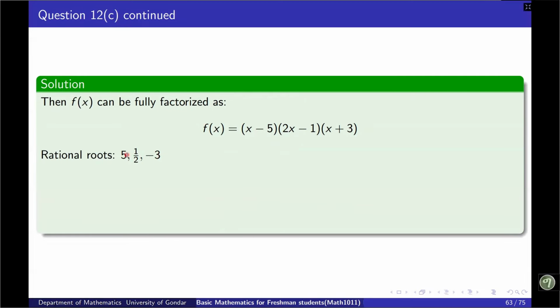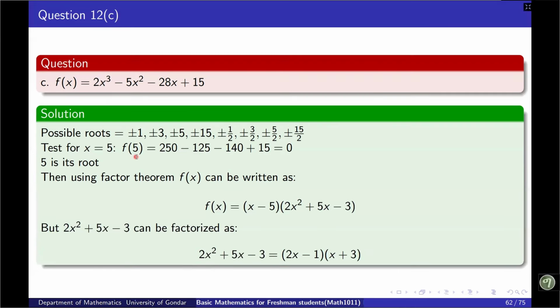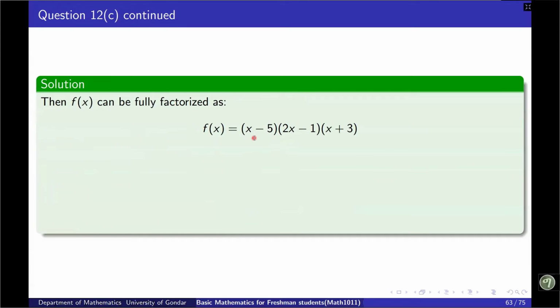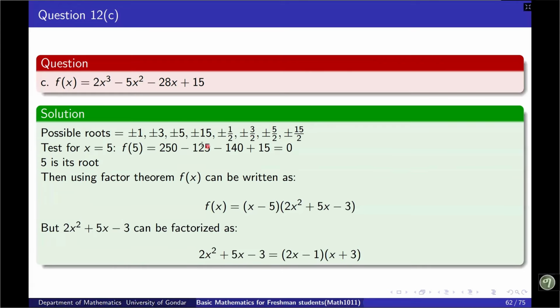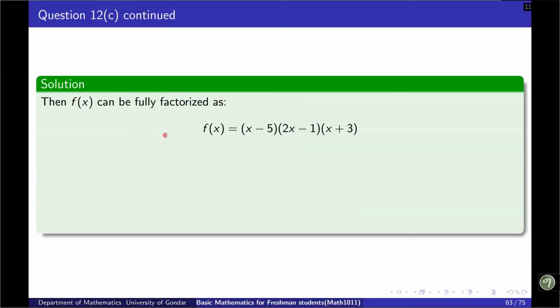If you want to check this within the possible roots, everything will be here. That is, 5 is here, 1 over 2 is here, and the next one is negative 3, which is around here. That's simply it. Therefore, this is what the rational root test is.